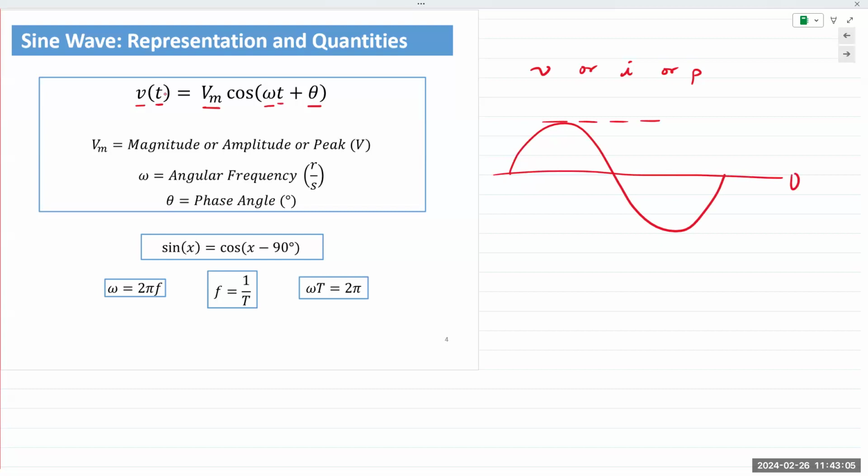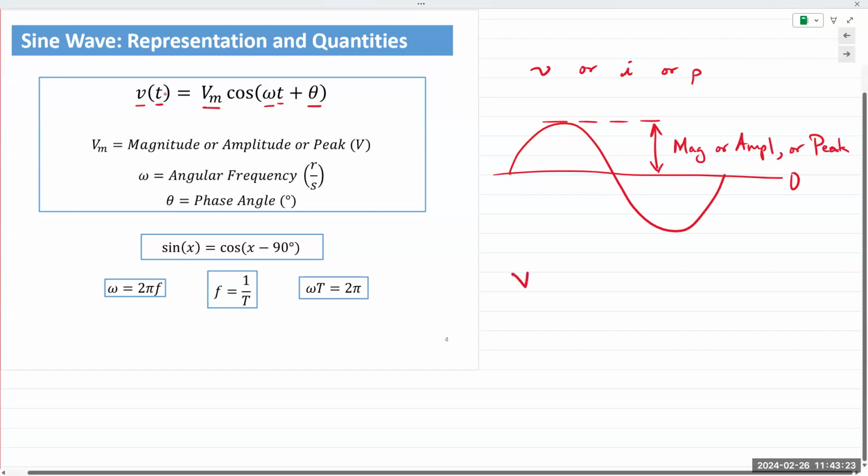If this is V0, describing the magnitude or the amplitude or the peak value of the waveform. So in some books and some authors would refer to Vm as Vp.